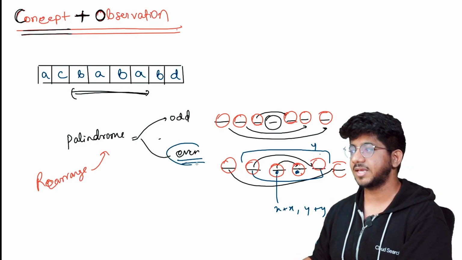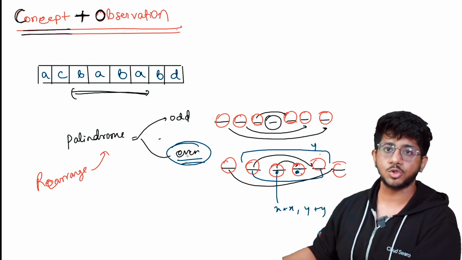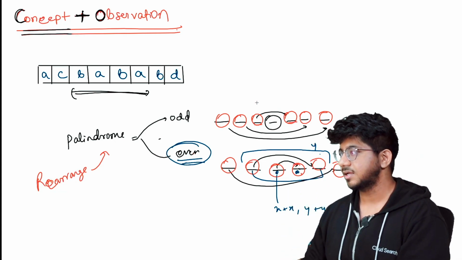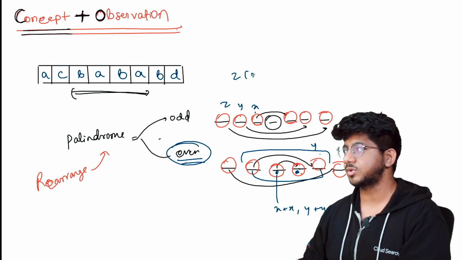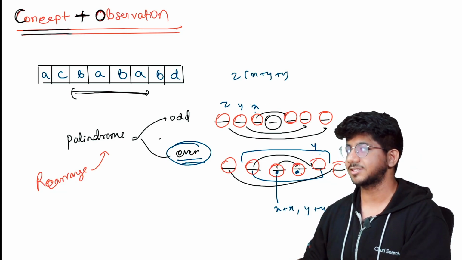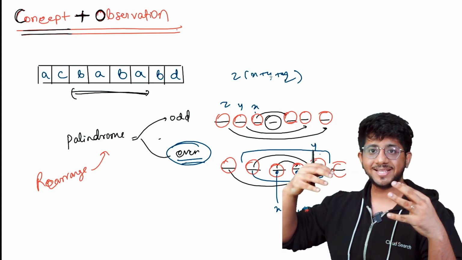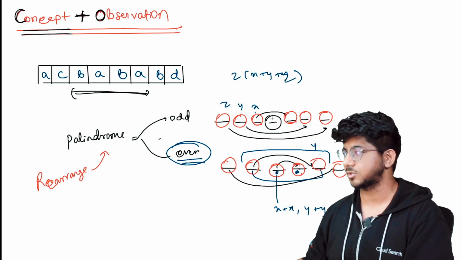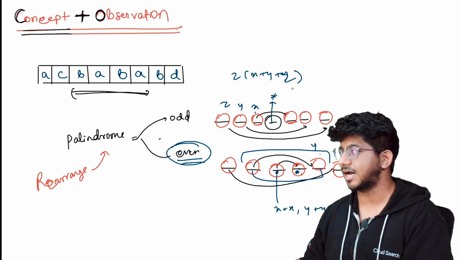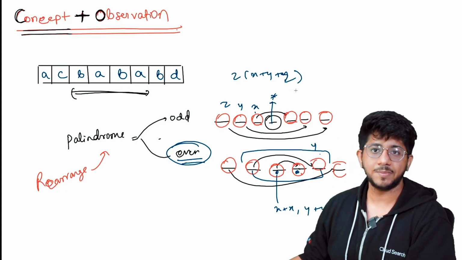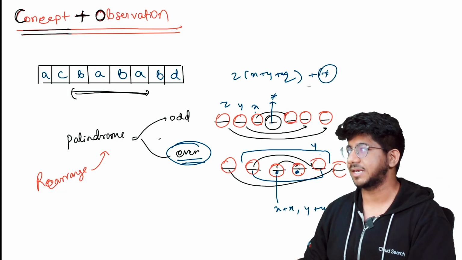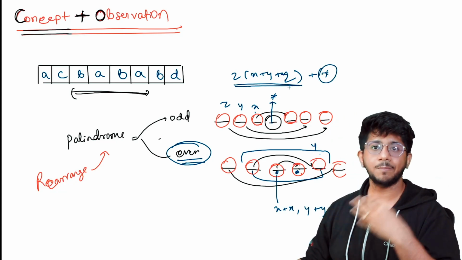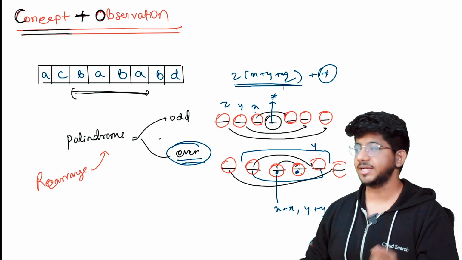In that case, we can always rearrange to an even length, or else there would be some x, some y, some z, which will appear twice, 2 times x plus y plus z. When I'm writing this, it's not an expression, it's basically just saying that x appears twice, y appears twice, and so on. And then there is some star character which we don't know, which can be anything like a, b, c, d up till z, plus some star character which can be anything. So all of the things appear twice except one character, right?